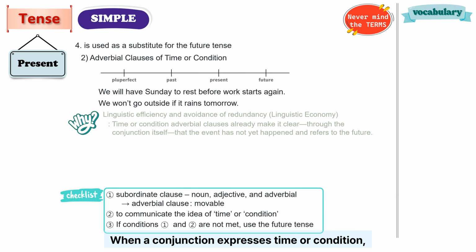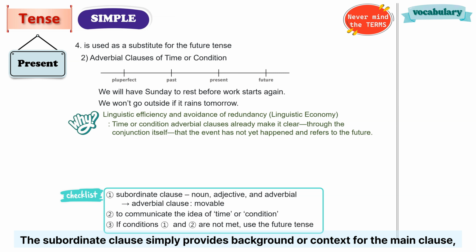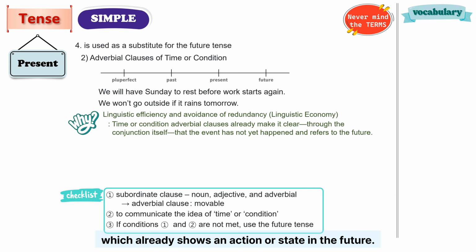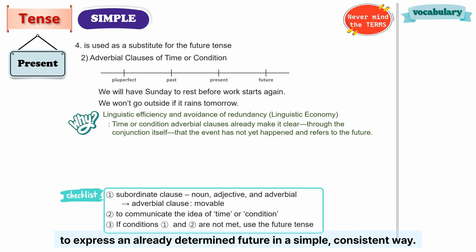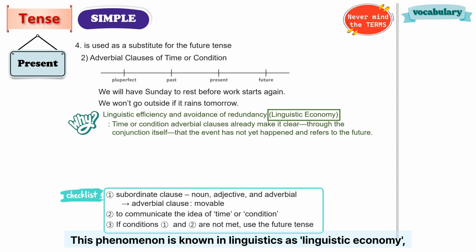Here's the deeper reason. When a conjunction expresses time or condition, it already implies a future event by its meaning. Therefore, using the future tense again would be redundant. The subordinate clause simply provides background or context for the main clause, which already shows an action or state in the future. Because the main clause already marks futurity, the adverbial conjunction and the situation make that clear enough. That's why the subordinate clause switches to the present tense to express an already determined future in a simple, consistent way. If both clauses use the future tense, the sentence would feel cluttered and overly repetitive. This phenomenon is known in linguistics as linguistic economy, simplifying structures while maintaining clarity and meaning.